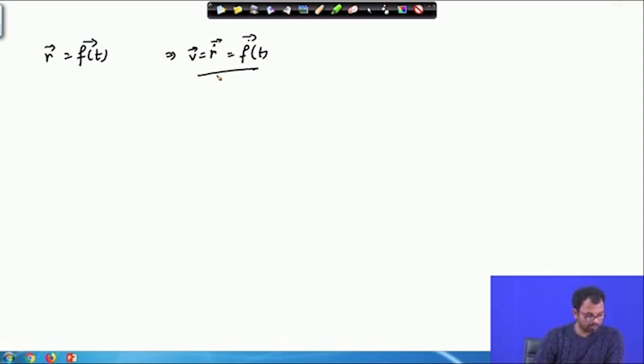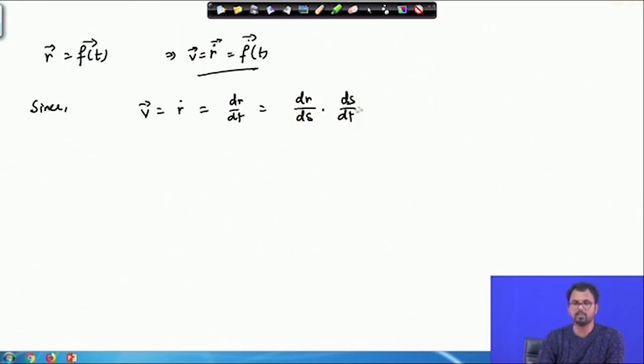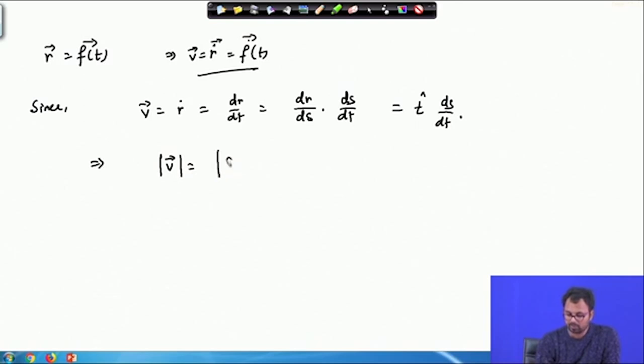All right. Now, since we can write v is equal to r dot, which is dr dt, I can write dr ds times ds dt. So, s is the arc length, and the rate of change of arc length is not relevant to the direction. The rate of change of arc length is given by ds dt, and dr ds is our unit tangent vector. So, if I take mod of v, then it is mod of ds dt. ds dt is the rate of change of arc length, so it will always be positive, and this positive quantity can be denoted by v, and this v is actually the speed.